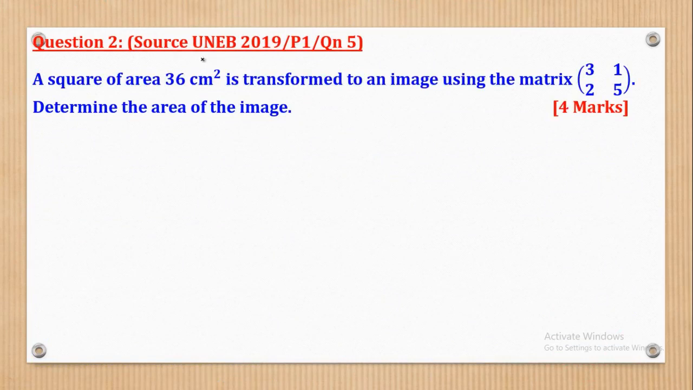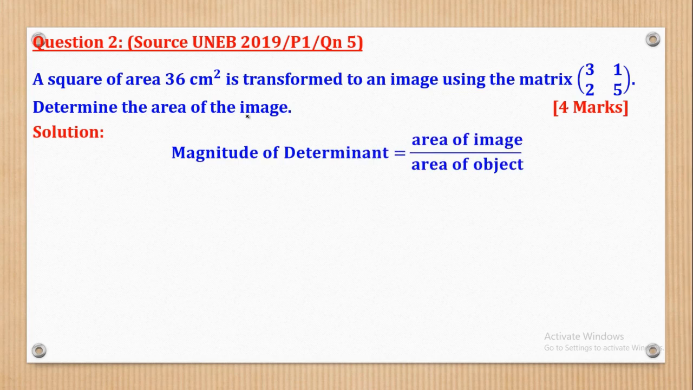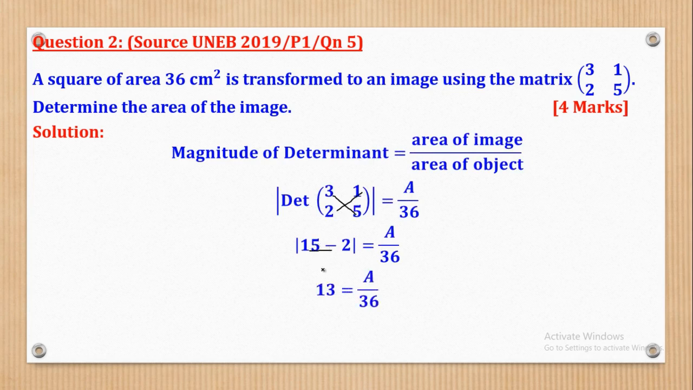Then question 2 came from UNEB 2019, paper 1, question 5, and says a square of area 36 centimeters squared is transformed to an image using that matrix. Determine the area of the image. So still we shall go through the same procedure. Code the formula, then substitute and simplify. This determinant will be this minus that, which is that. Therefore simplify and make A the subject, and that will be the area they want.